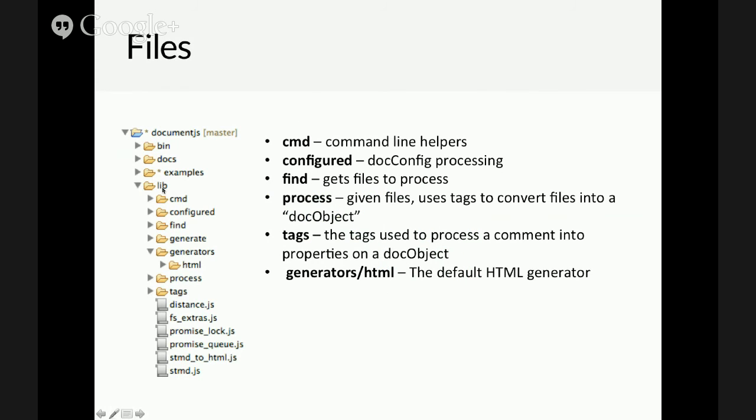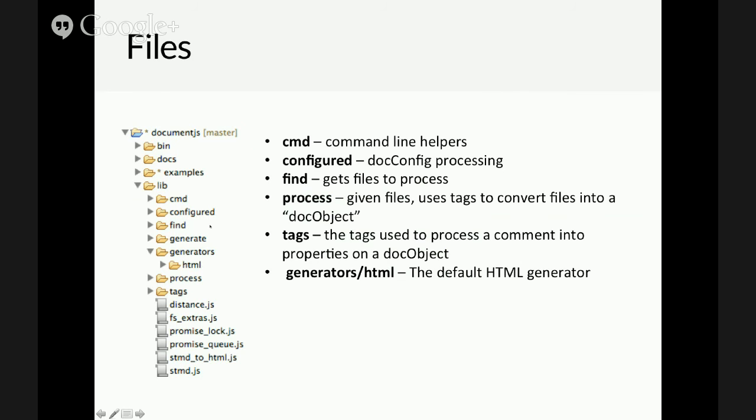So the source of DocumentJS is organized along those lines. There's a command folder that's just used for the command line helpers. There's a configure folder that reads documentjs.js or .json and adds the default values and knows how to go and download the new versions and things like that. Everything directly related to the configuration object happens in this configure folder.